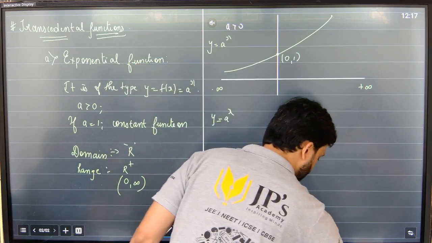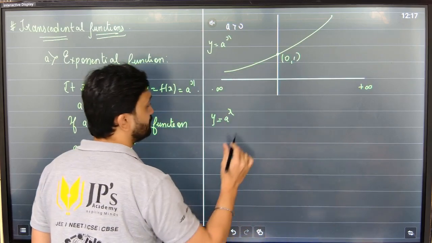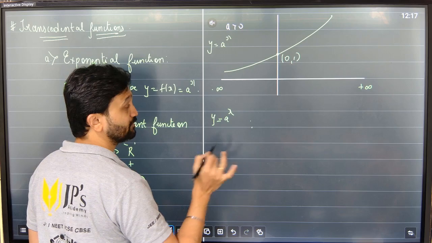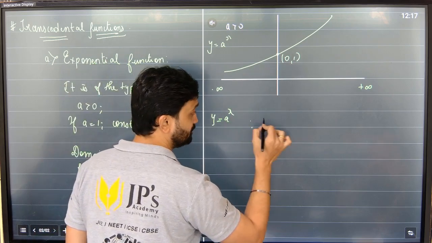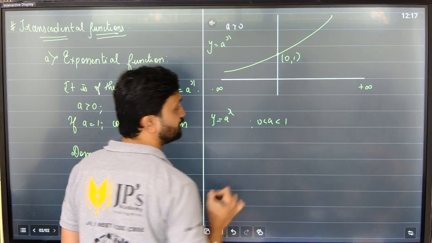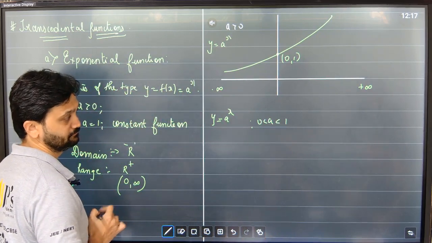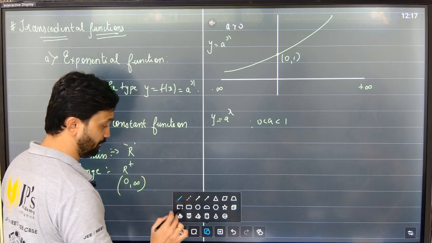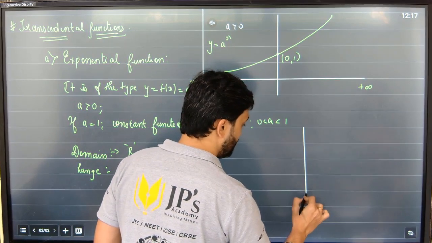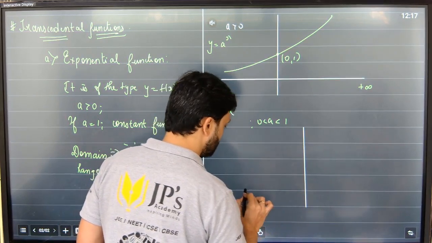समझो, imagine my y is equal to a raised to x. Imagine my a is between 0 and 1. My a is between 0 and 1. तो देखो मेरा ग्राफ क्या चेंज होगा. थोड़ा सा चेंज होगा ग्राफ. कैसे चेंज होगा? आई एम जस्ट गोइंग टू एक्सप्लेन दिस.